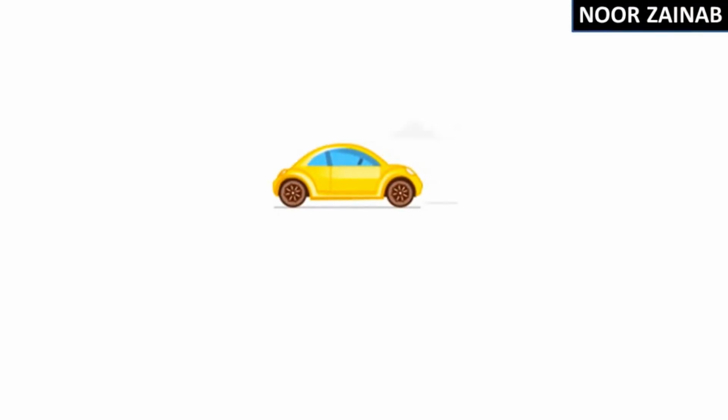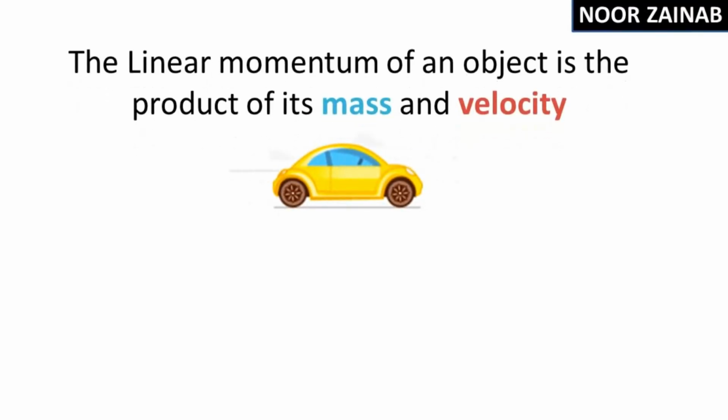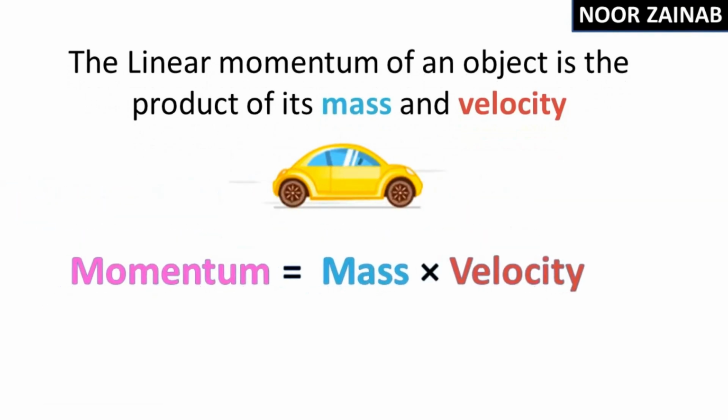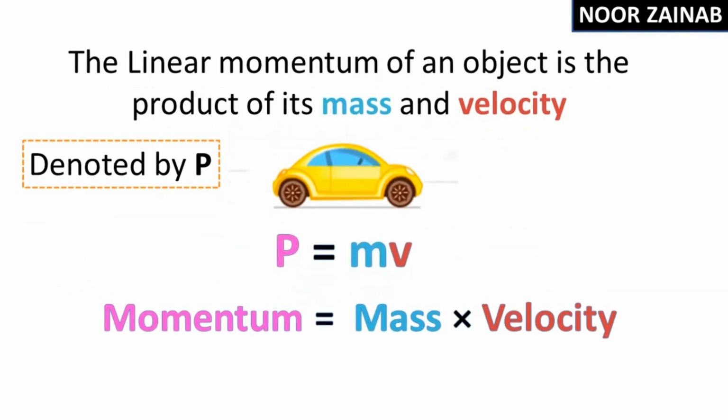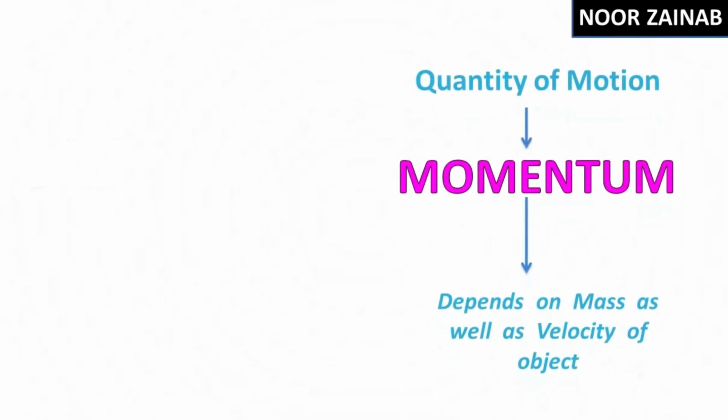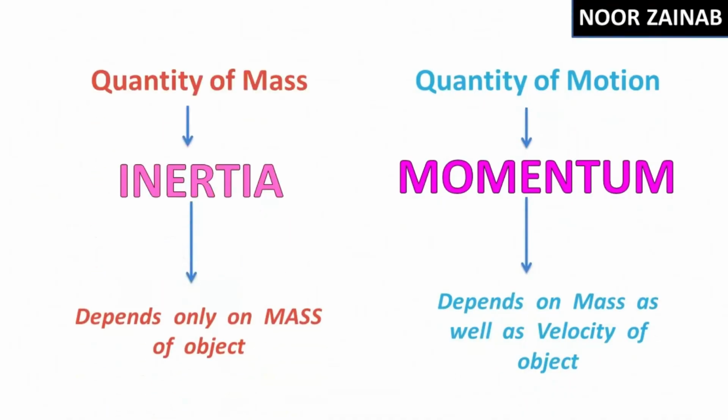Momentum is a vector quantity. The linear momentum of an object is the quantity of motion it possesses. It is the product of its mass and velocity. Momentum depends on the mass as well as the velocity of the object, whereas the quantity of mass an object possesses is known as inertia, and it depends only on the mass of the object.